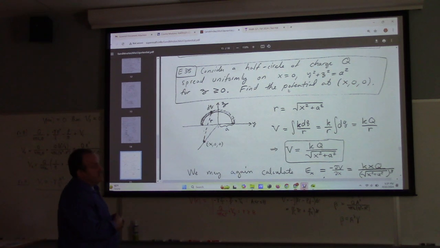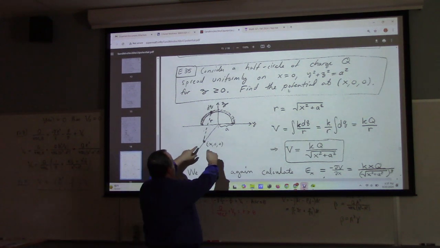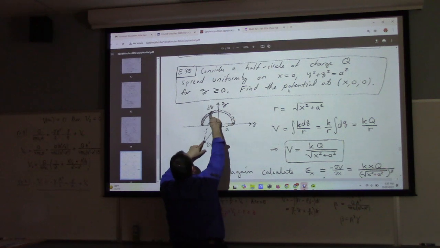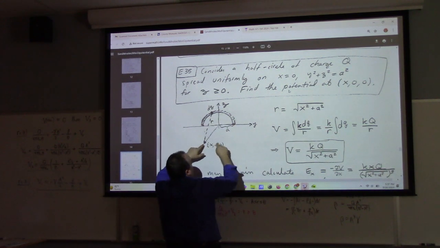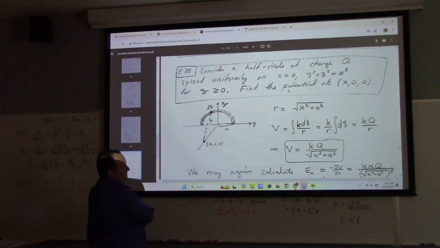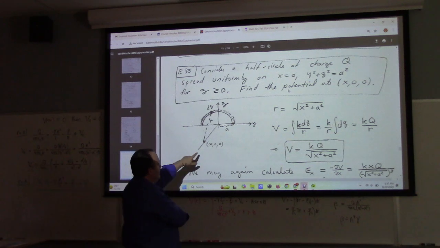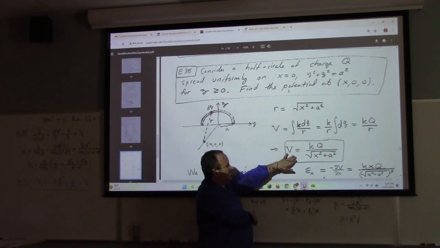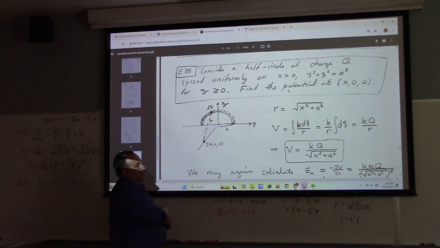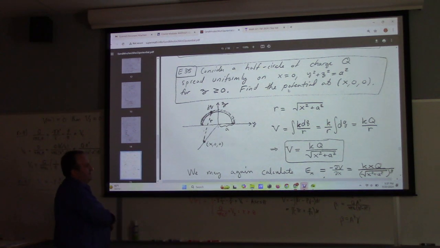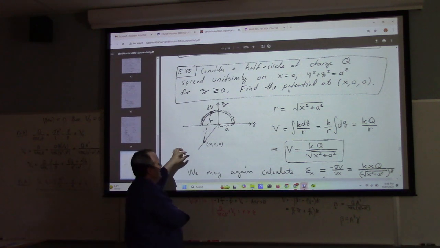I mean, I can do that. I can find the potential, because all of these points are the same distance from there, right? So fine, I can calculate the voltage at that point. The voltage at that point is given by this formula. That's true, but the rub is that the formula does not capture the dependence of the voltage at nearby points.